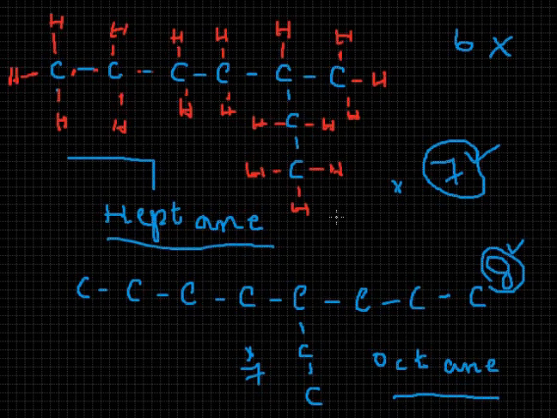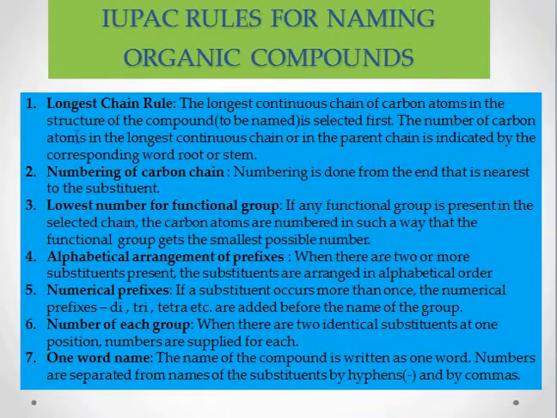So have you understood rule number 1, the longest chain rule? We are going to look at rule number 2. So numbering of carbon chains. We have understood the longest chain rule. Now we have rule number 2.